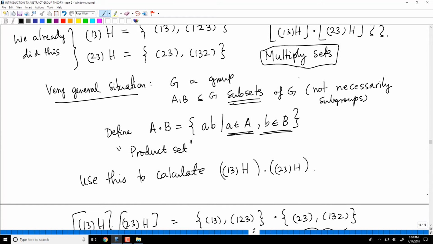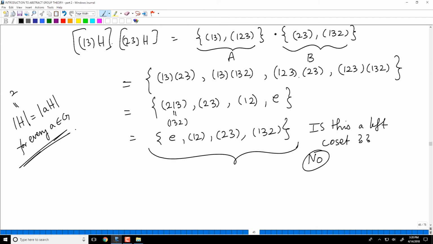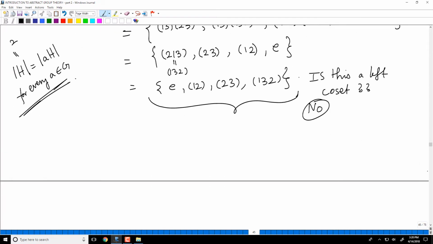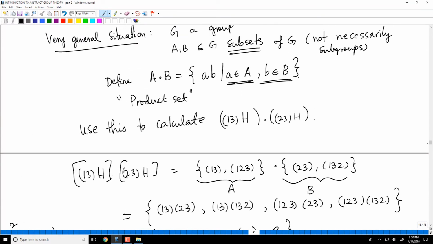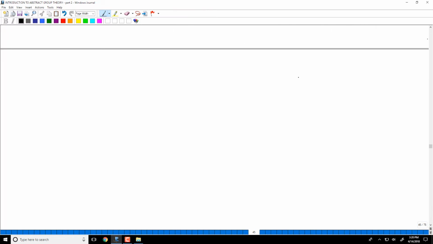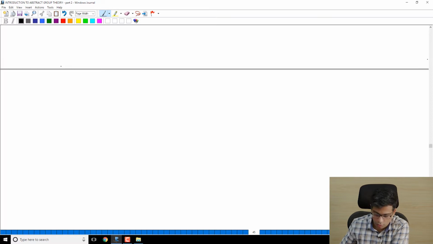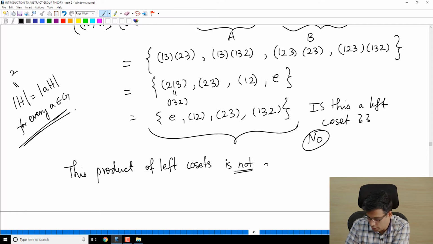We cannot use this definition to give the multiplication of two left cosets. However, I want to now illustrate that it's actually not such a bad definition of product of left cosets. We only need to ask for a slightly stronger condition on a subgroup. We need to impose conditions on the subgroup. So the conclusion is that this product of left cosets is not a valid binary operation.